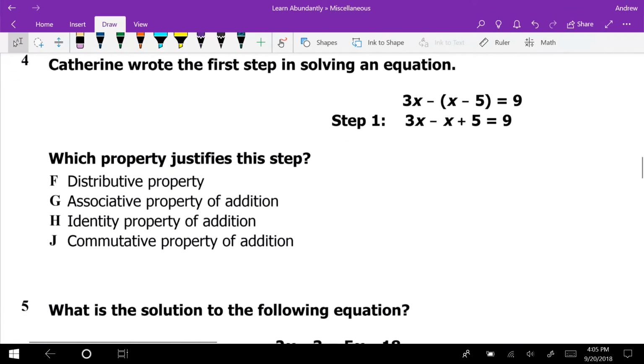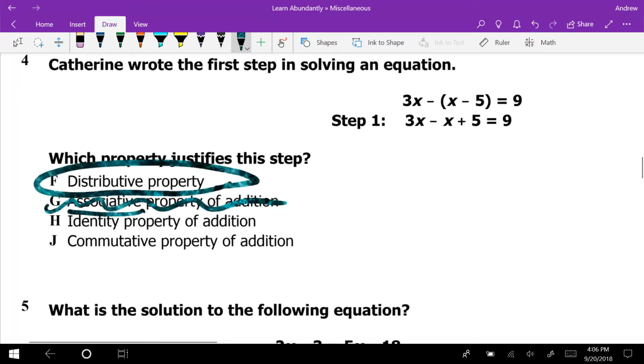Catherine wrote the first step. The first, she's going to have given, and then after given, now there's no parentheses there. So does that mean it's associative? Because associative, I remember, has to do with parentheses. Distributive. It's not associative, because if it was associative, we'd still have parentheses. Distributive destroys parentheses. That's what it does.